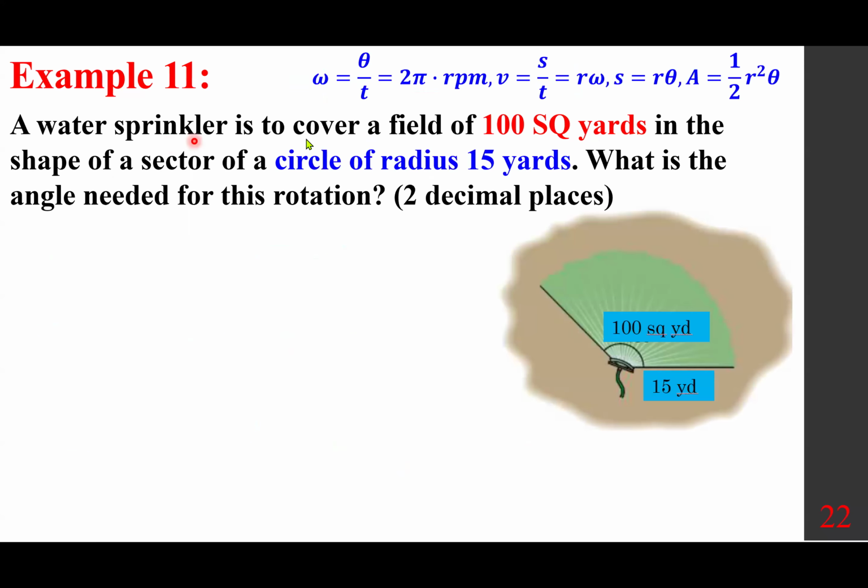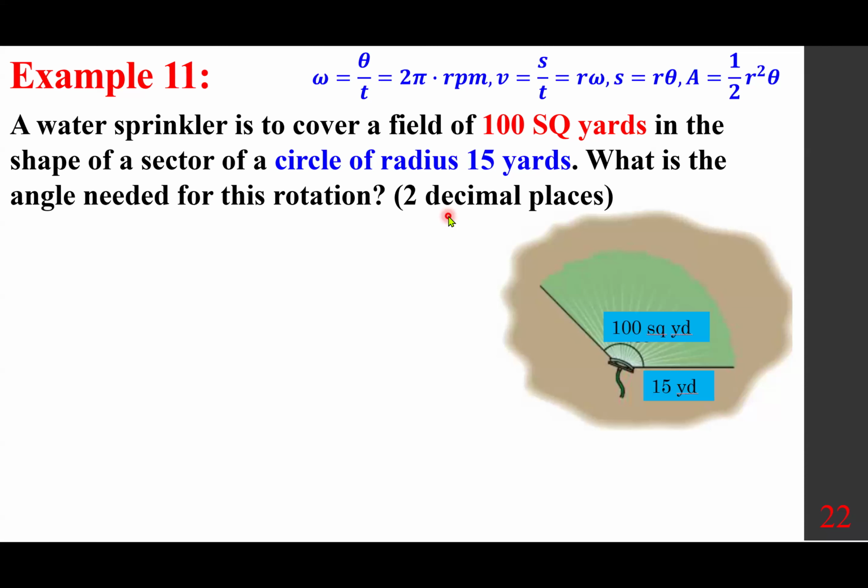A water sprinkler is to cover a field of 100 square yards. So we want to cover this much. And this has an area of 100 square yards in the shape of a sector of a circle of radius 15 yards. So the radius is 15, and this creates a circular shape. What is the angle needed for this rotation? And they are asking for 2 decimals.